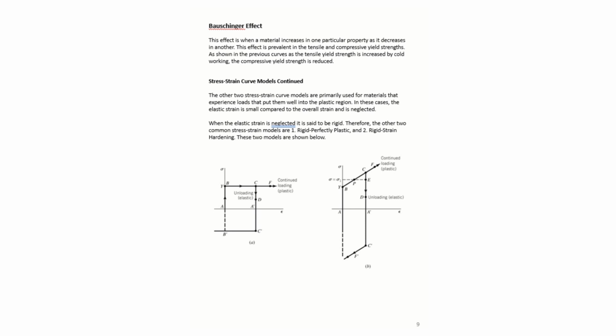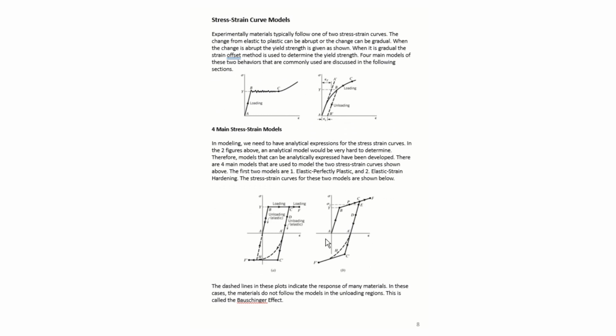Another note, or a little more detail on this Bauschinger effect, is this occurs when a material increases in one particular property as it decreases in another. And this effect is prevalent in the tensile and compressive yield strength as shown on the previous pages. So you can see here that we increase the yield strength in the tensile region, but here the compressive yield strength decreases. And that is referred to as the Bauschinger effect.